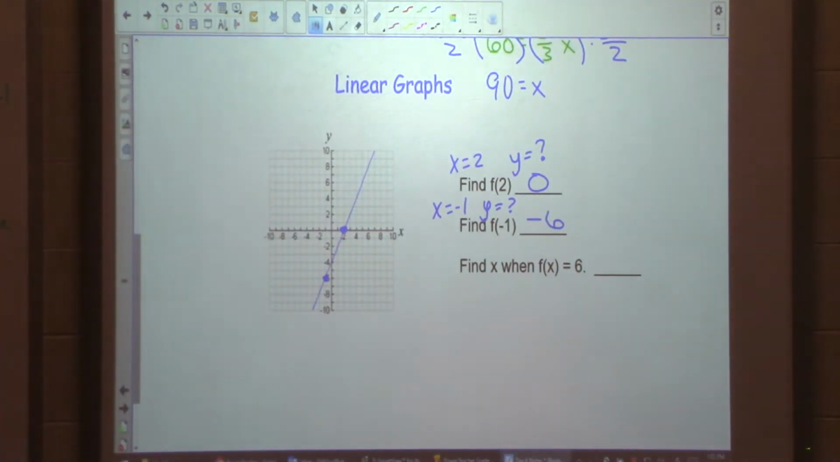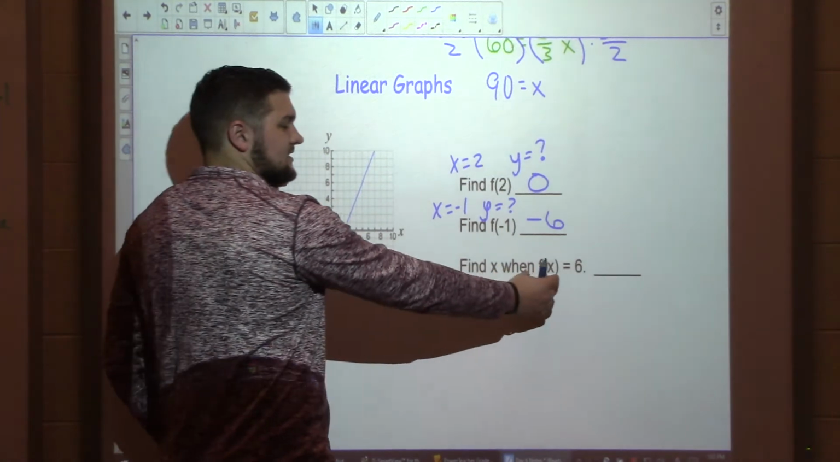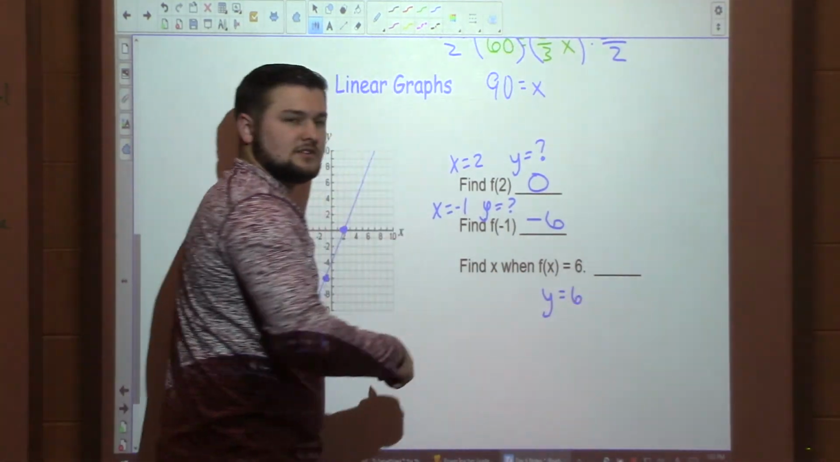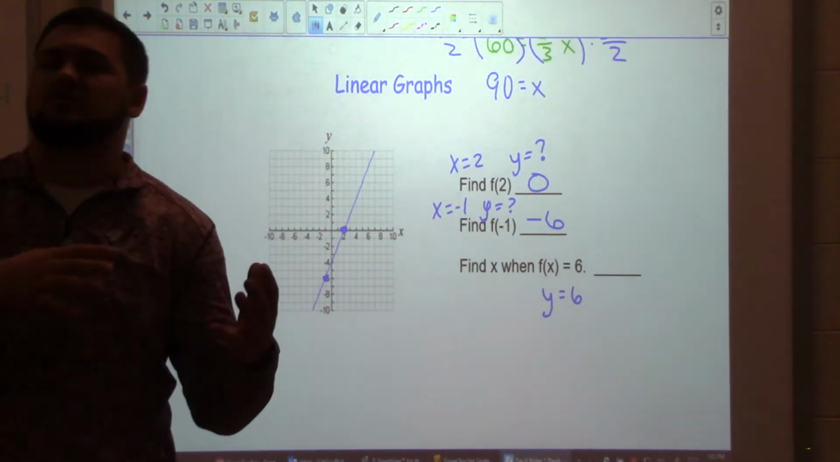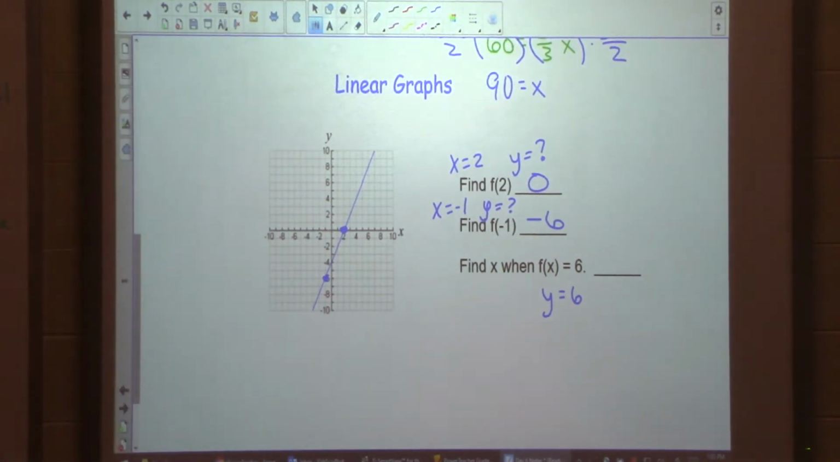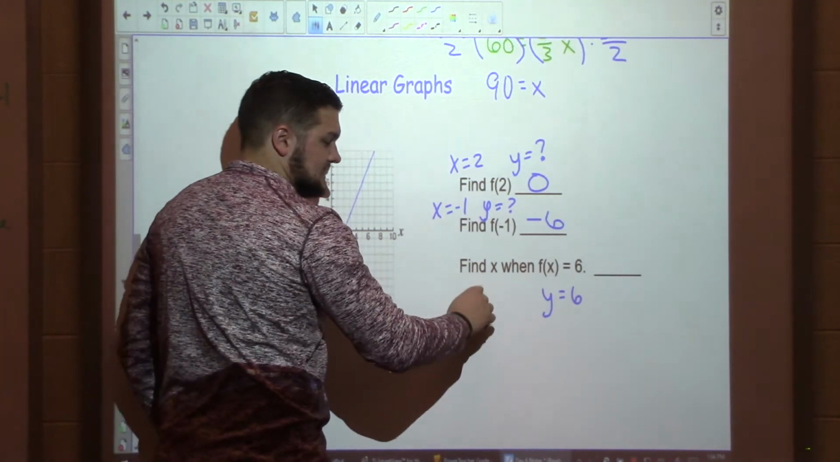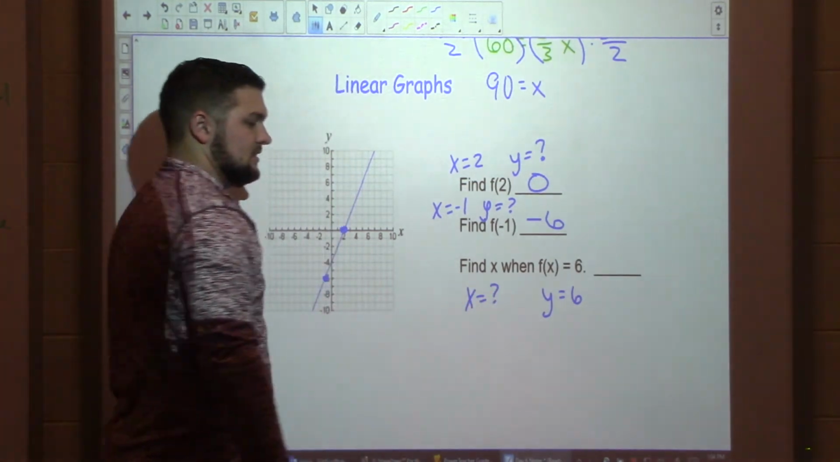Now we're going to flip it around. Find x when f of x equals 6. Just like I said before, f of x is a fancy way of noting y equals 6. It's function notation. Instead of having it with y's in it, just noting it as a function. So if you want to rewrite it, say that means y equals 6. So y equals 6, I want to find x.